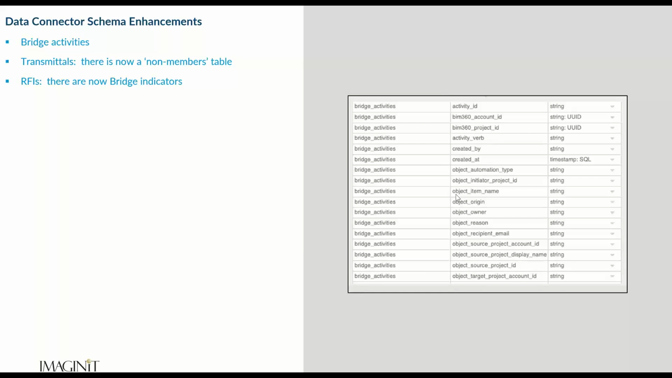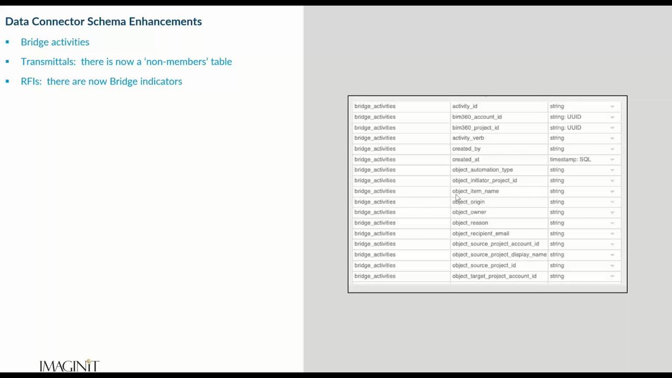Inside of transmittals in the data connector, we can now flag if someone is a non-member. If you're familiar with transmittals, we are now able to send a transmittal out via email to a non-project member. All that's doing for the data connector is capturing that data point and telling us if this person was actually in the project or if they were not.